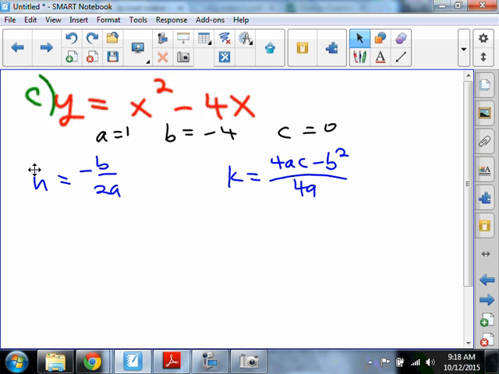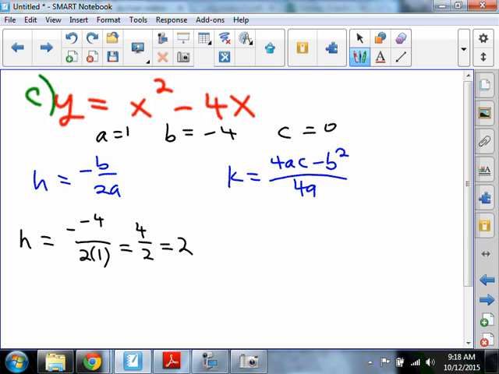Okay. So let's see if we can find h. H is -b, so that's -4 divided by 2 times 1. So that's going to be 4 over 2, which is 2. Okay, that wasn't so bad.